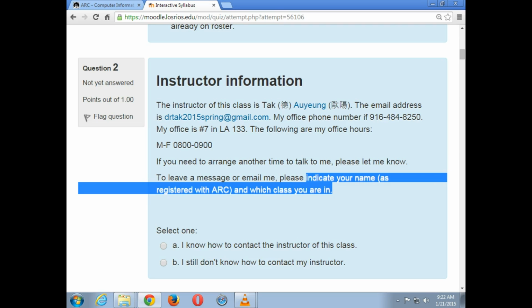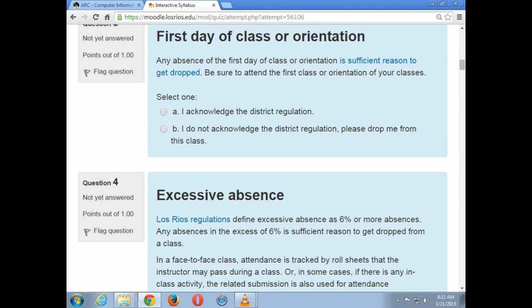in, because I get a lot of email messages saying, when is the homework due? Which homework? Which class are you in? And then the name is going to be something that I cannot recognize. It's not an actual name. So I have to bounce it back to the person and ask, who are you and which class are you in, so I can answer your question.